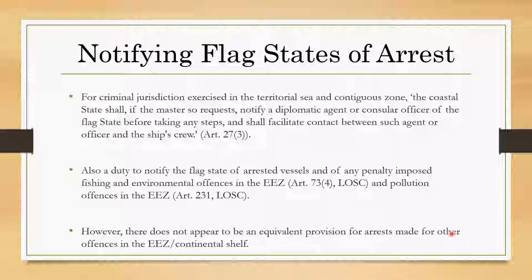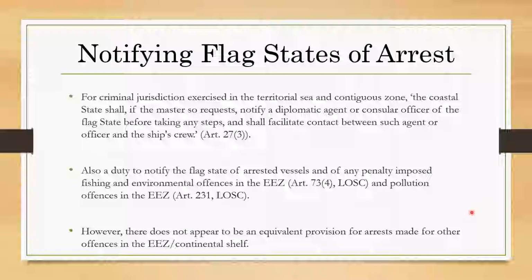So there are rules also, a bit technical, we don't need to worry too much, about how you often need to inform flag states of arrest. For example, if you arrest any vessels in the territorial sea or contiguous zone, then you are expected to notify the flag state about that, and to keep in touch between the flag state and the crew.